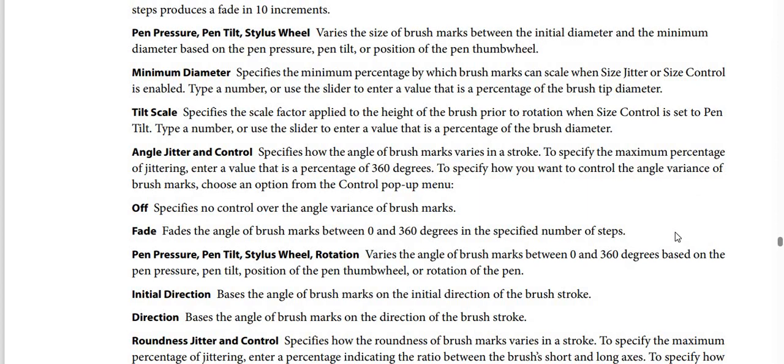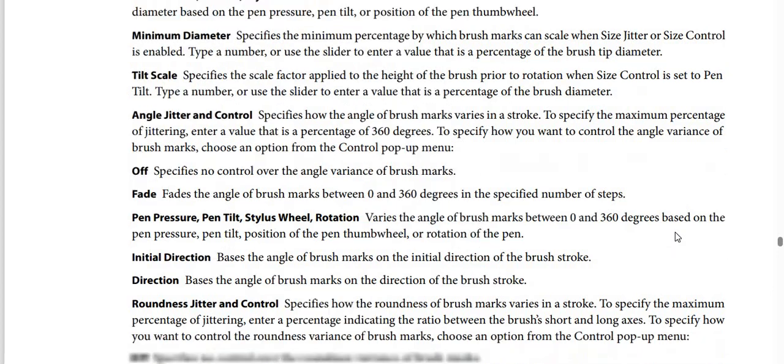And what's the meaning of angle, jitter, and control? Angle, jitter, and control specifies how the angle of brush marks varies in a stroke. To specify the maximum percentage of jittering, enter a value that is a percentage of 360 degrees. To specify how you want to control the angle variance of brush marks, choose an option from the control pop-up menu.